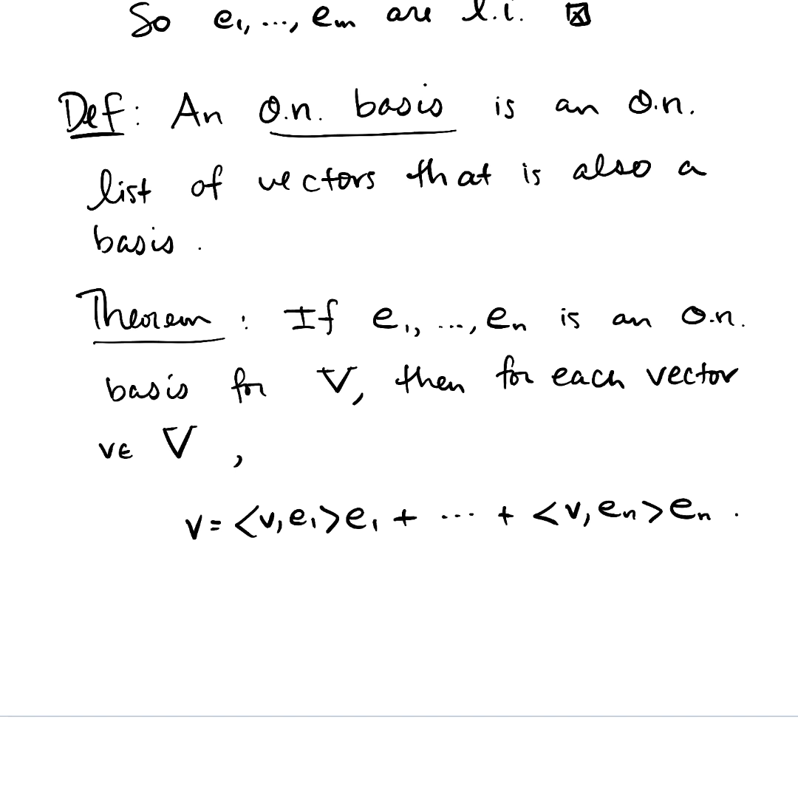So if someone hands you a random vector V, you just do V's inner product with E1. That comes out to some number. Slap that down in front of E1. You just do V's inner product with E2. Slap that down in front of E2. You just do V's inner product with En. Slap that down in front of En. And you have magically found the linear combination of E1 through En that comes out to V.